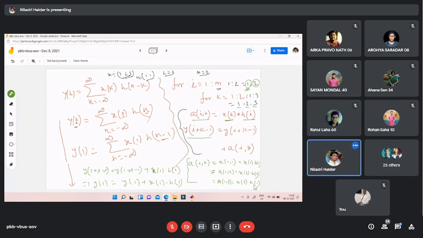Clear it or not? Up to that. Yes, sir. Okay. Now, in the main equation, when n equal to 0, when y equal to 0, you are getting x0 h0. When n equal to 1, x0 h1. When n equal to 2, x0 h2. In that way it is changing.